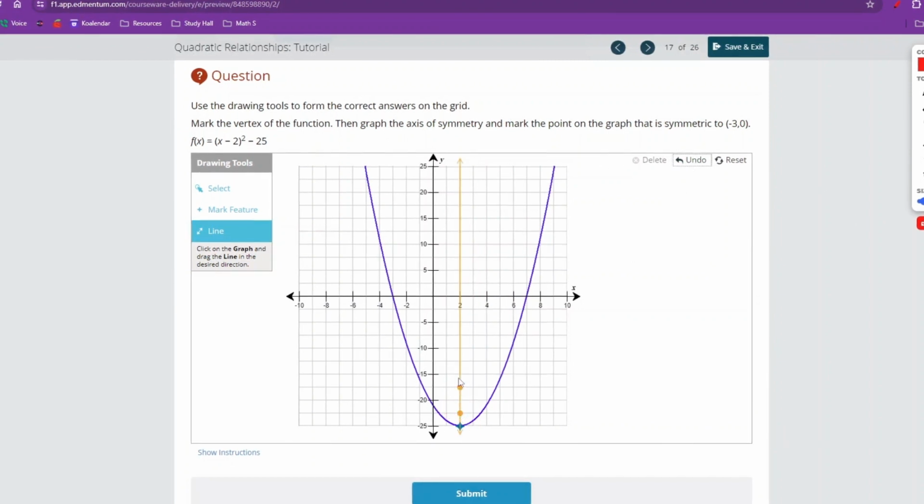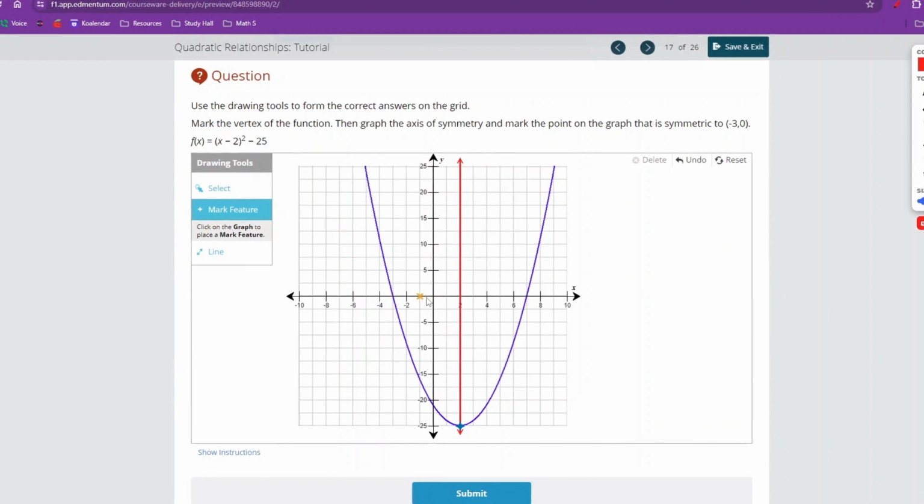It was one off. Let's just do it here. There we go. So that is our line of symmetry. And finally, we're supposed to find the point that is symmetric to negative 3, 0. So let's find that point. That's going to be negative 3, 0.